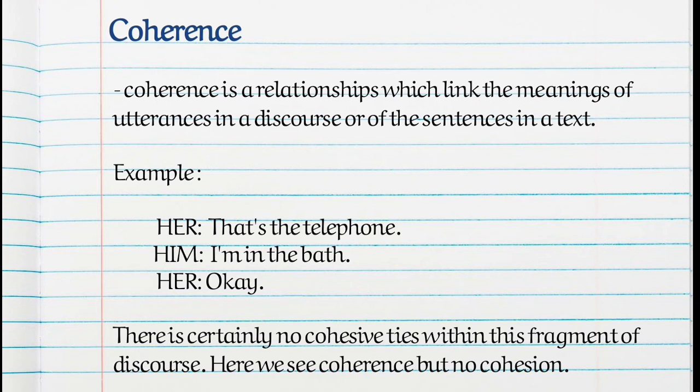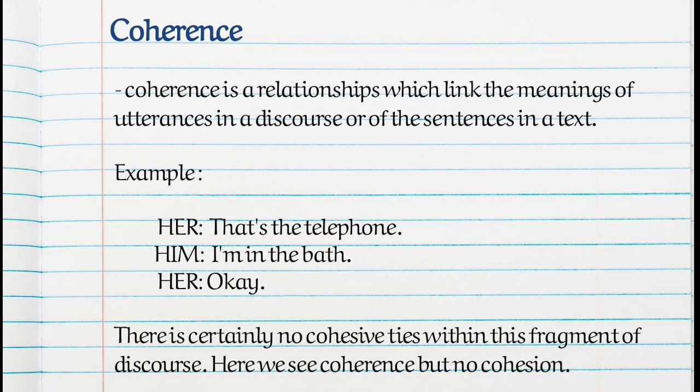Now, what is coherence? Coherence is the relationships which link the meanings of utterances in a discourse or of the sentences in a text. Example: that's the telephone, and I'm in the bath, okay. Now, as you can see in this example, there are certainly no cohesive ties within this fragment of discourse. Here we see coherence but no cohesion. The sentences can easily be understood, but there are absolutely no cohesive devices or cohesive ties.